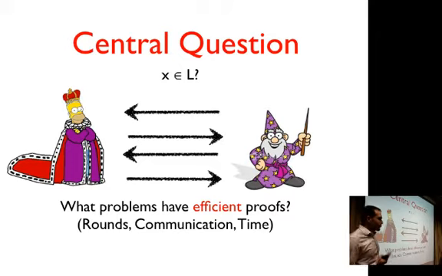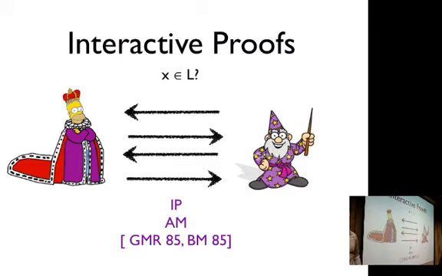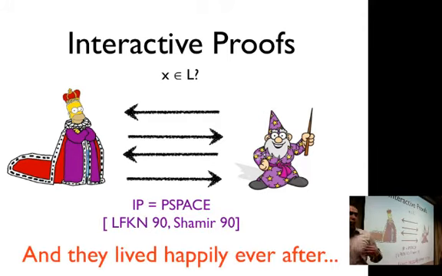This concept of proof was discovered in the 1980s, and two very important complexity classes were defined: interactive proofs by Goldwasser, Micali, and Rackoff, and Arthur-Merlin proofs, which is where these characters come from, by Babai and Moran. Once these classes were defined, there was a lot of work in the late 80s and early 90s towards showing for which problems we can give an efficient interactive proof. In this case, efficient means with polynomial rounds, with polynomial communication, and with a polynomial amount of time that the user needs to verify the proof.